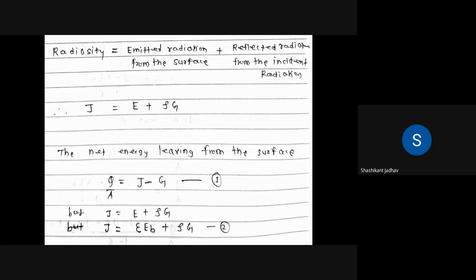Okay, it is simple. We have written the equation of J in the form of emissivity. J is equal to epsilon into EB plus rho into G. This is equation number 2. Okay. Then next slide.